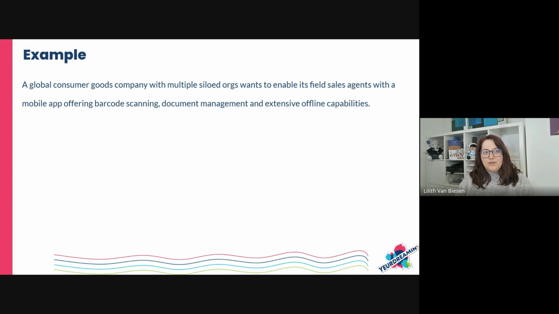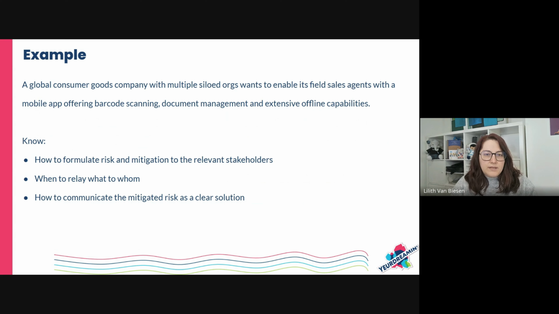So it really depends on who we are talking to when we're going to be presenting or discussing it, even just this particular situation where we have a particular organization, which is a global consumer goods company, who needs a specific solution for a specific target group, their field sales agents. Now, let's take the example of the offline capabilities, right? This is something that we know could be a risk, because this is not that easy to set up, and especially also depending on which technology they're going to choose.